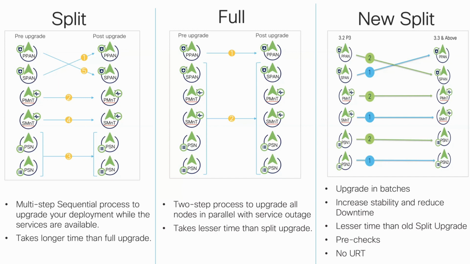The new split upgrade method can be done in batches, which I'm going to explain in detail in later sections. It has more stability than the split upgrade. It is going to upgrade your deployment in less time when compared with the old split upgrade method. It has the pre-checks which avoid you having to run the URT. That is a bigger pain that we were trying to avoid in the new split upgrade method. So let's talk about split and new split.